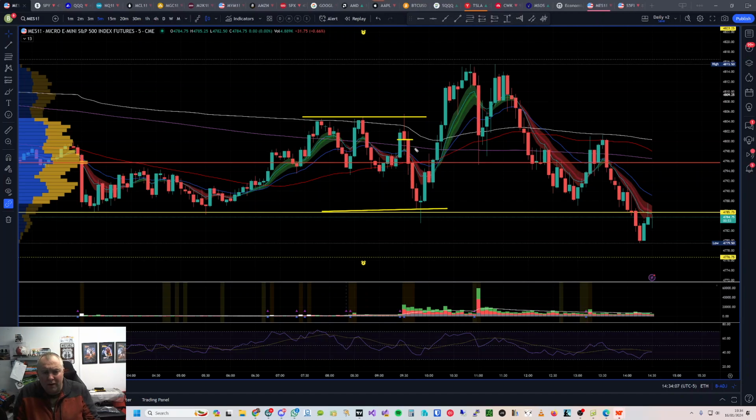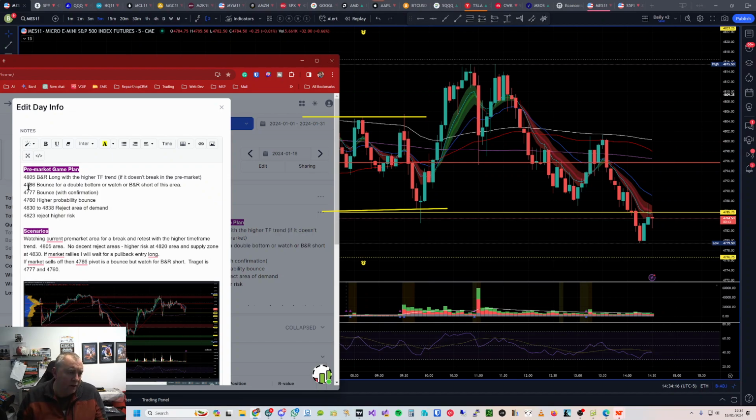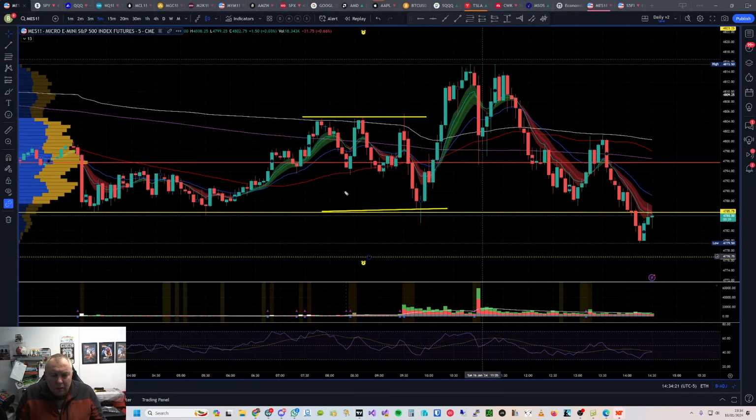But what was on my plan was this level here, and this level down here, so 47.85 area. So go back to my plan. 47.86 for a bounce. So I had my order in place at 47.86, 47.85, 75. I think my order was sitting there, and it started coming down. I saw these big candles selling off, and I got a bit nervous, so I took out my order, and I wanted to wait for confirmation.